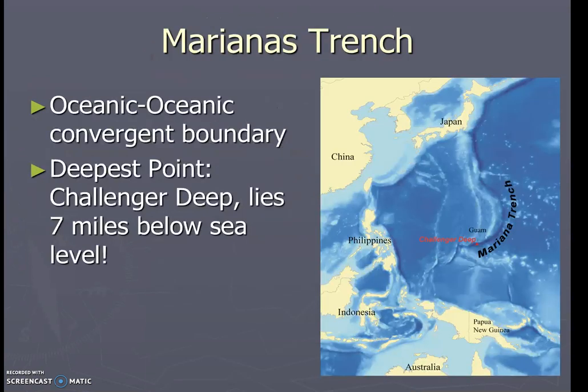Another example of an oceanic boundary is the Marianas Trench. So this is the deepest point on Earth. Challenger Deep lies 7 miles below the sea level, and this is occurring as the Pacific Plate right here goes underneath the Eurasian Plate, and it is forming the deepest trench on Earth.